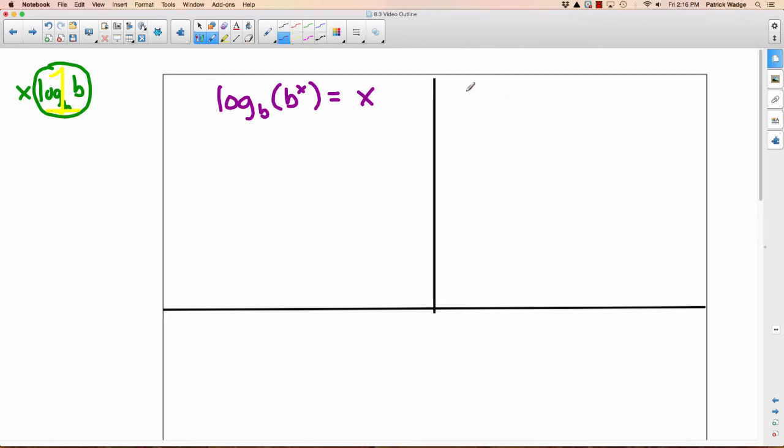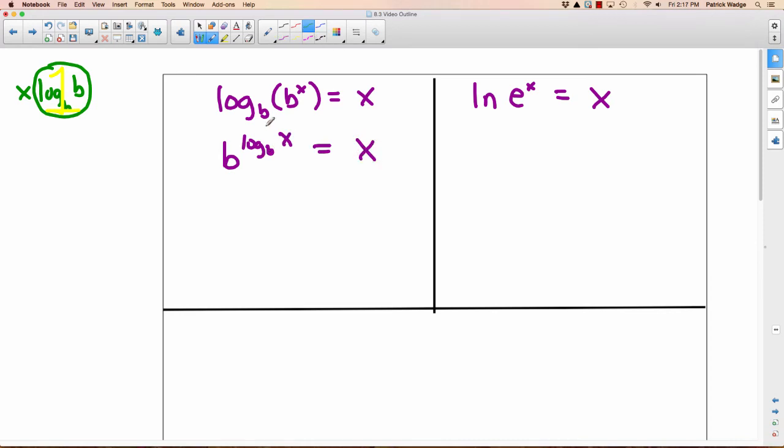Similarly, you could write it for natural logarithms. That's what I'm going to do over here. The natural logarithm of e to the x equals x. Same exact reason. Okay, next one. b to the base b logarithm of x equals x.